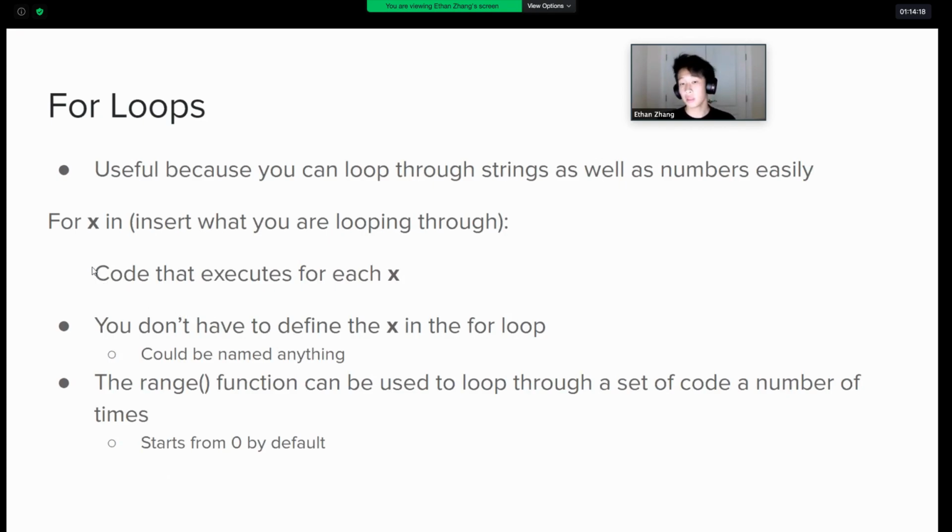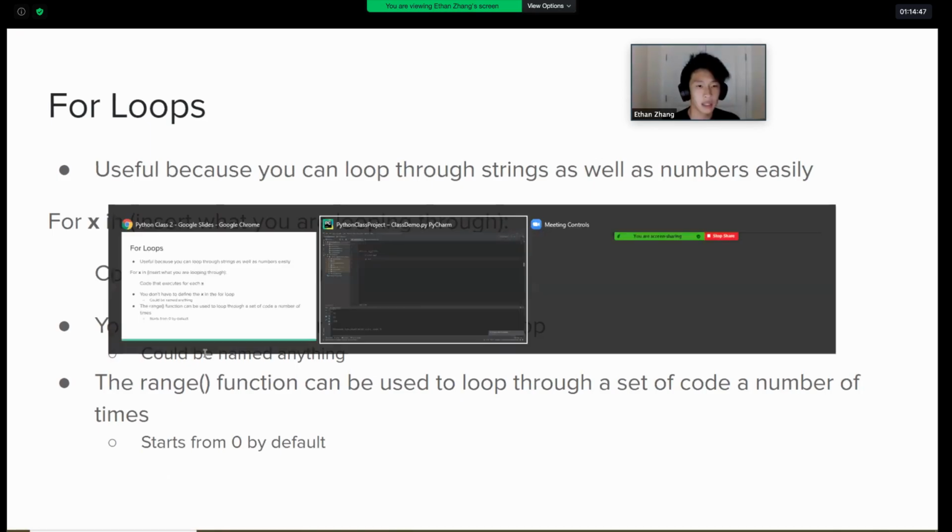One thing we notice is that for this x, we can replace x with anything. We can make it banana or whatever, just a name. And notice we don't have to define x like in while loops. It's just there to represent our counter. So we can name this x anything. And then there's a range function that is used to loop through numbers, and it starts from 0 by default. You probably don't understand this right now. This is a lot to take in, I know. So I'm going to try to explain this with the code.